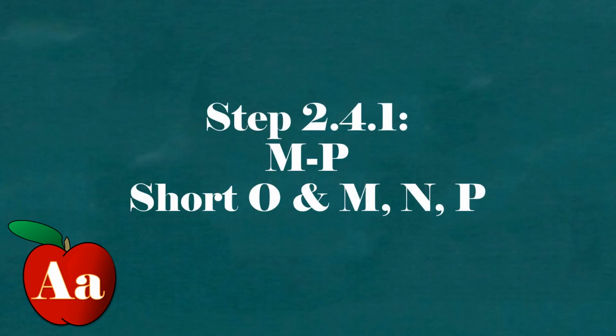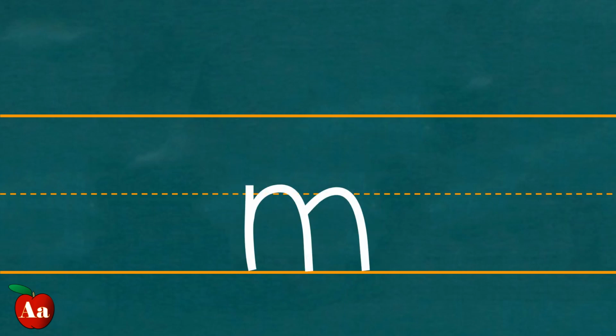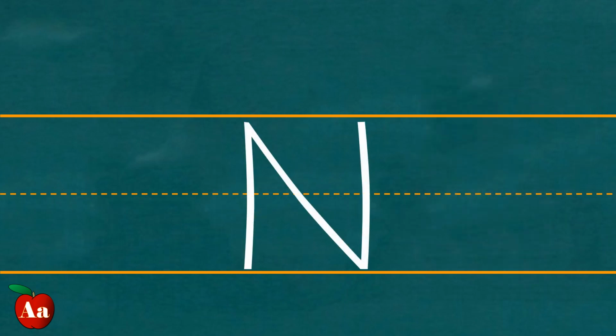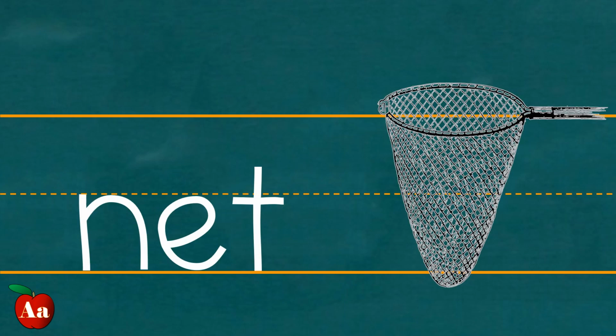Here are the next four sounds, numbers 12 through 15, in the 44 sounds of English. The letter M is for the sound M, as in milk. The letter N is for the sound N, as in net.